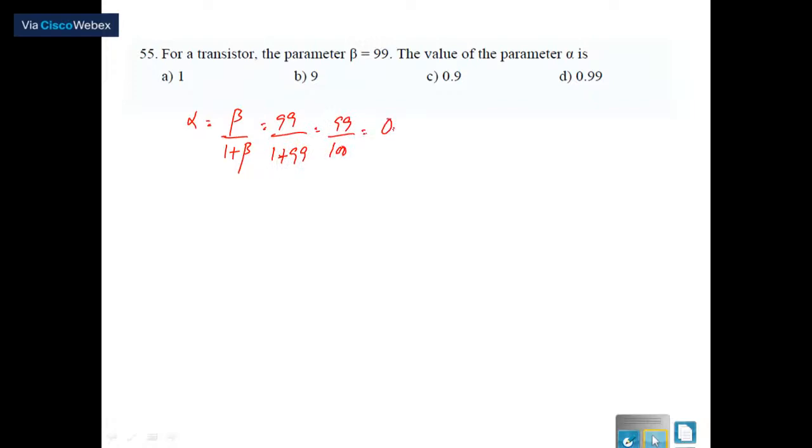Decimal will be shifted by 2 digits. That is 0.99. Always alpha will be less than 1. This you should remember. Beta value generally varies, it depends on the transistor, from 50 to even 200 also. Well, so next we shall switch over to the next chapter.